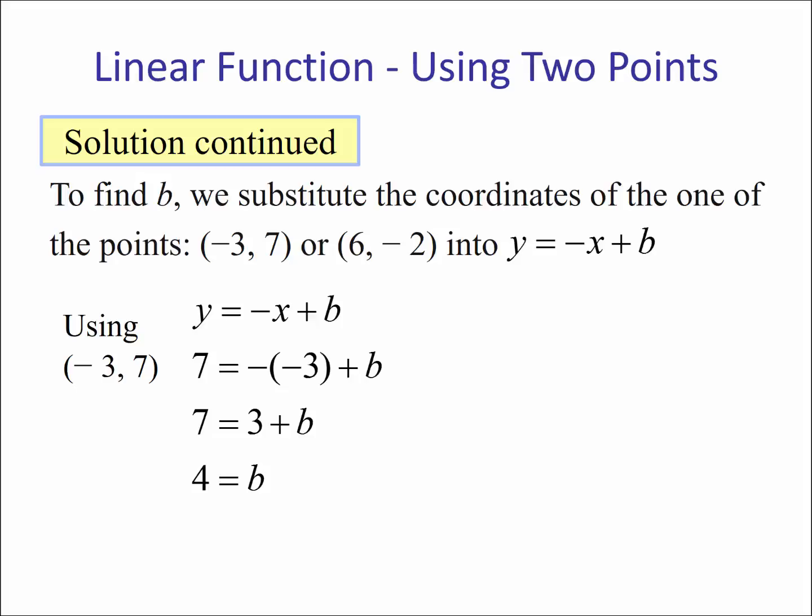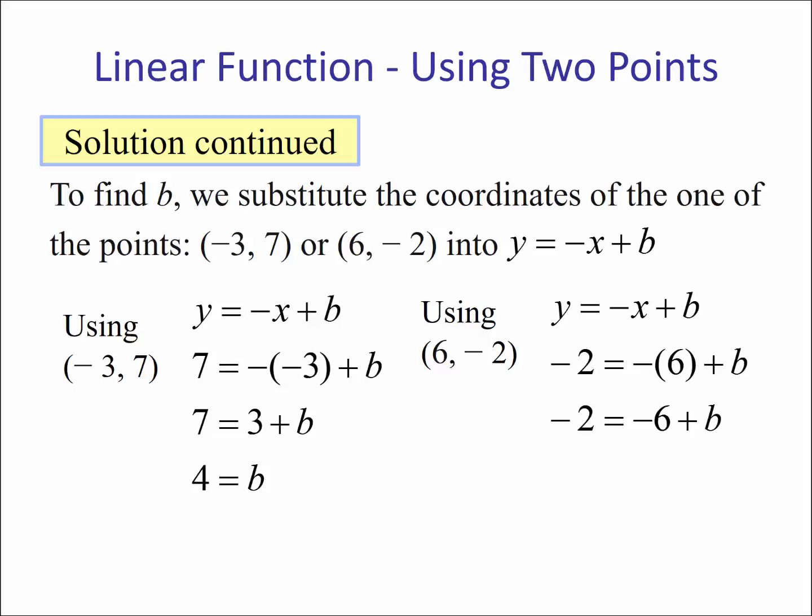So the y-intercept is 4. Now, if I was to use the second point, (6, -2), substitute those x and y coordinates into this equation, we would have -2 equals -1 times 6 plus b, which gives us -2 equals -6 plus b. Adding 6 to both sides, we see that b is 4. So it doesn't matter what point you pick, you're still going to get the same value for b. So our final answer would be y equals -x plus 4.